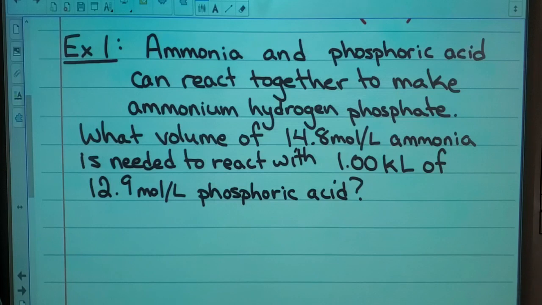Ammonia and phosphoric acid can react together to make ammonium hydrogen phosphate. What volume of 14.8 mole per liter ammonia is needed to react with 1.00 kiloliters of 12.9 mole per liter phosphoric acid?